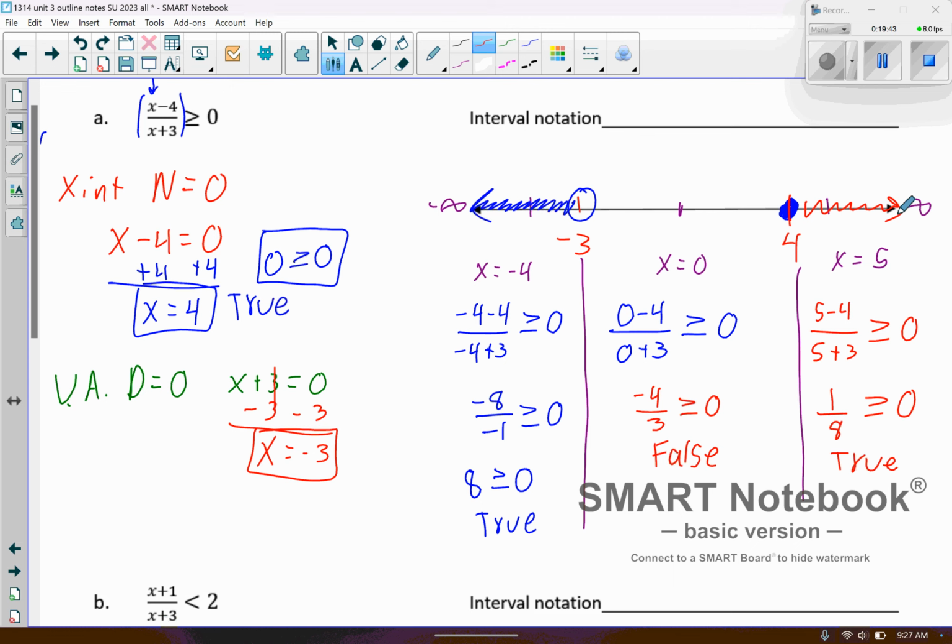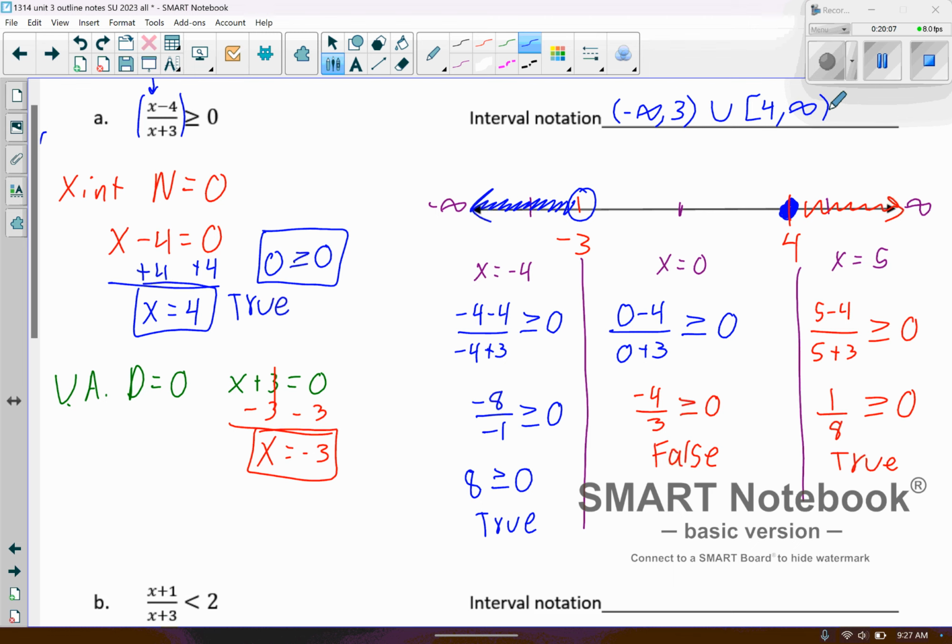And now we need to put this in interval notation. So my first interval is going to be from -infinity to -3, and I'm going to put parentheses on that. And then union, we're going to bracket the 4 and then to positive infinity like that.